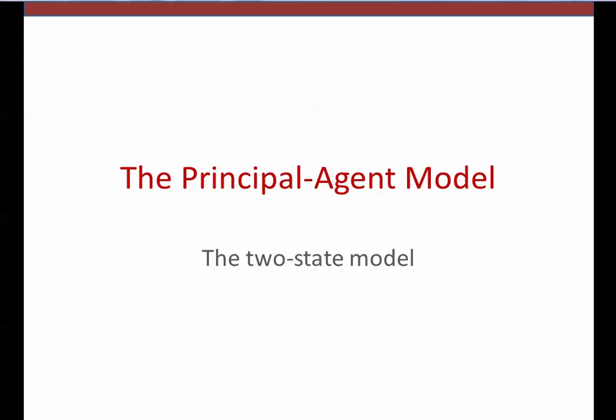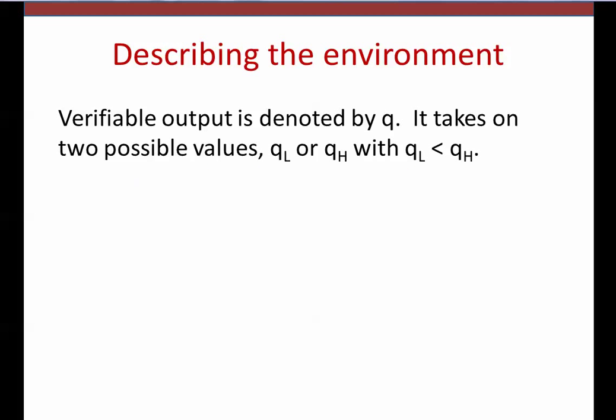Okay, we're going to do the principal-agent model in two states. This is going to do the algebra of the model, and then the Excel homework will do the graphical approach more. Let's describe the setup. There are two possible output levels. QL is the low output, QH is the high output.